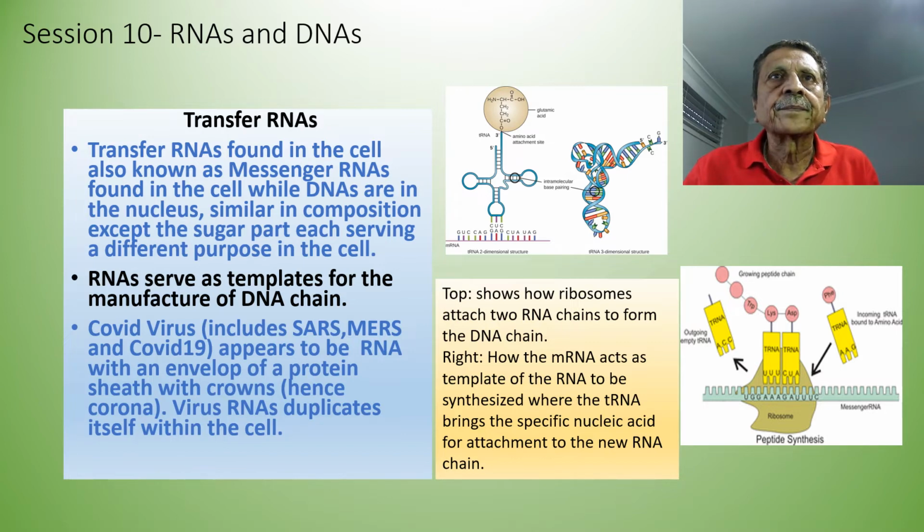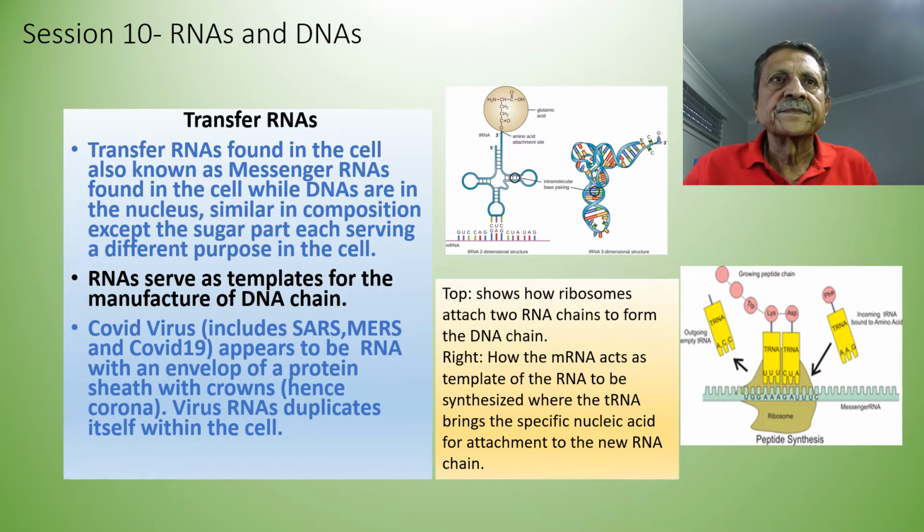You find that the DNA is actually a combination of two of the RNAs, where one sugar part is used for the joining, and that is why you call it deoxyribonucleic acid. The RNA will serve as templates for the manufacture of the DNA chain. The RNA is also important in various other functions, as we will see in the next pictures.